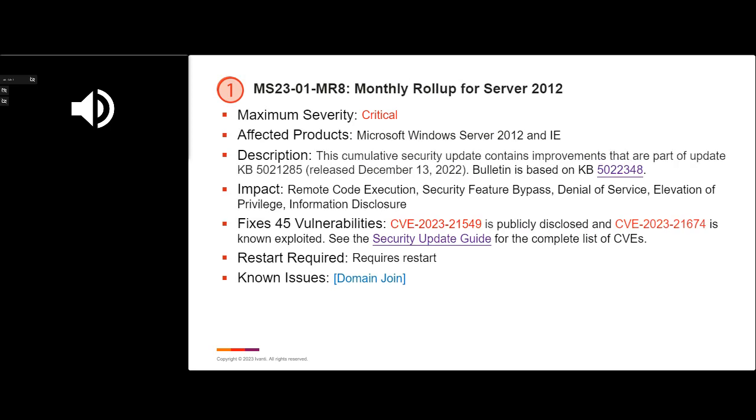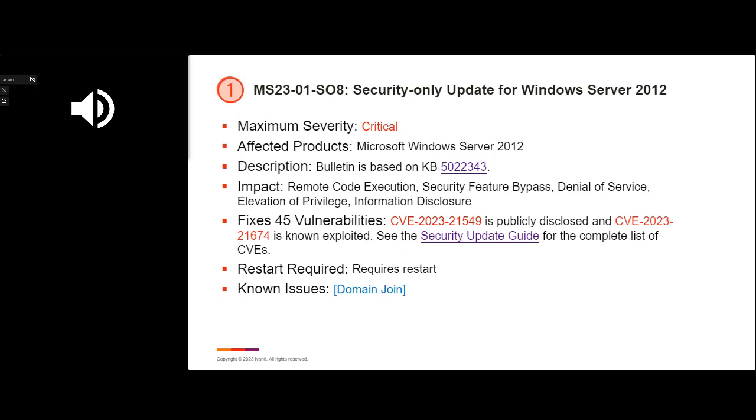We got updates for Server 2012 as well. Few more vulnerabilities addressed here. There were 45 this month. Both of those known issues are shown in red here for the Server 2012. This is the monthly roll-up version. And of course, we had the security-only update for these as well. Again, the same 45 vulnerabilities addressed this month.